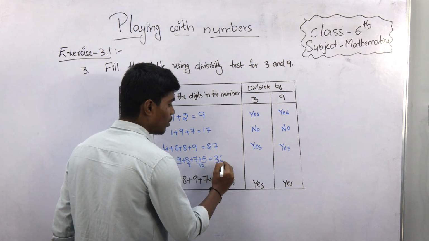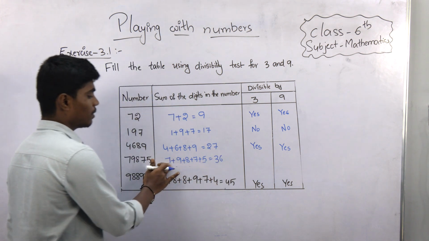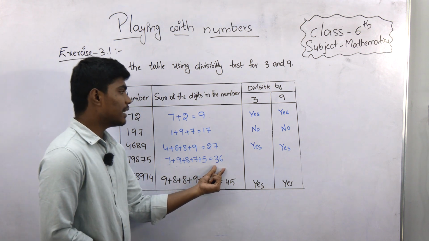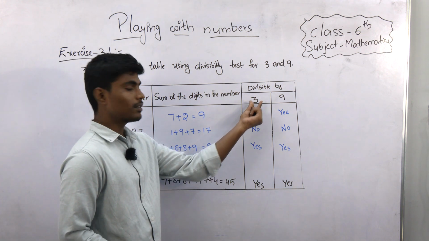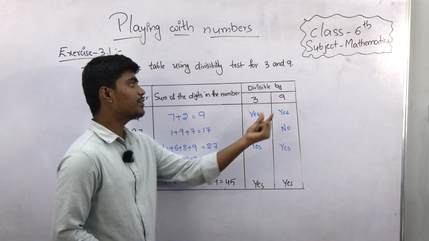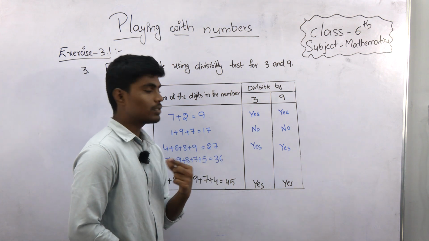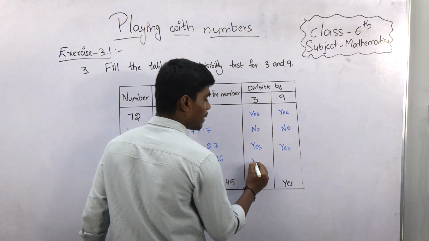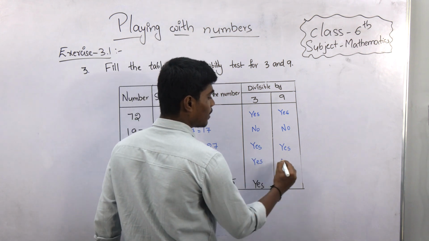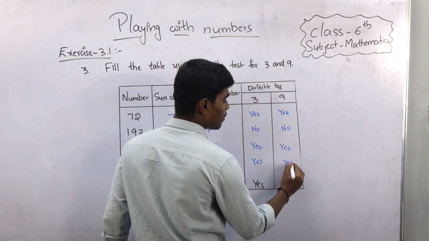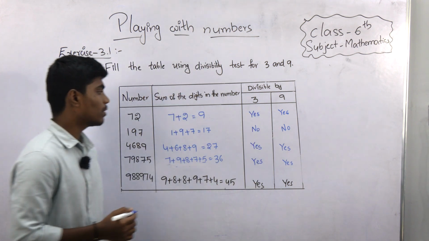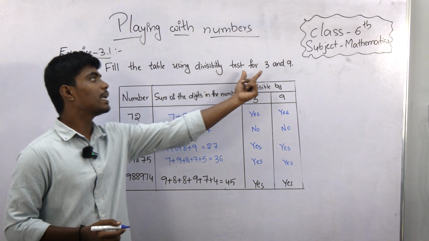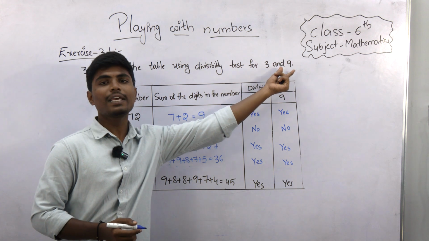So the sum of the digits is 36. See, 36 is divisible by 3. 36 is also divisible by 9. So 79875 is divisible by 3 and it is divisible by 9. Okay, these are the answers. We have filled the table using the divisibility test of 3 and 9.